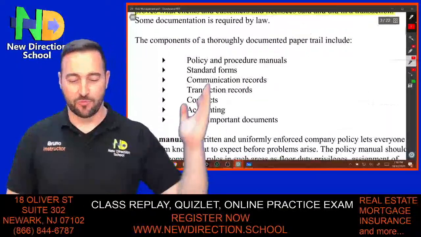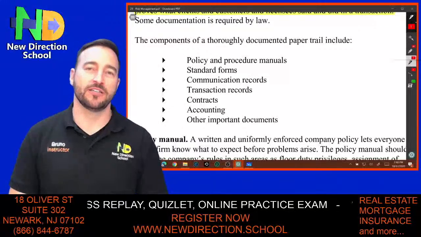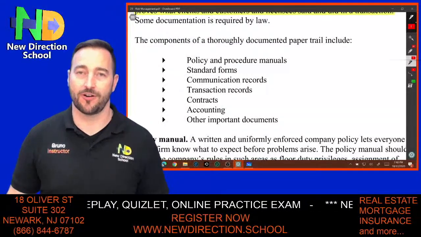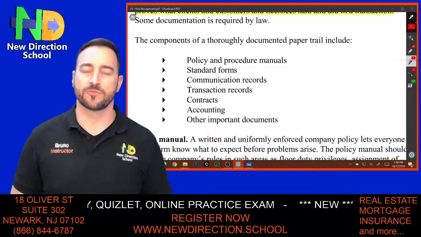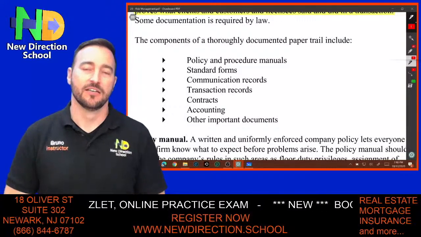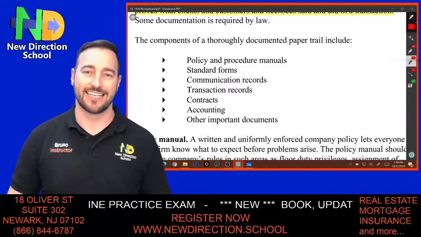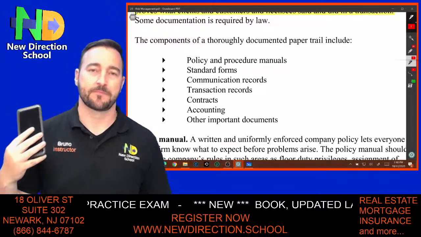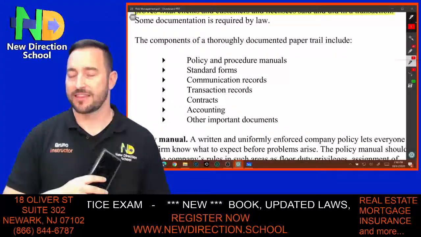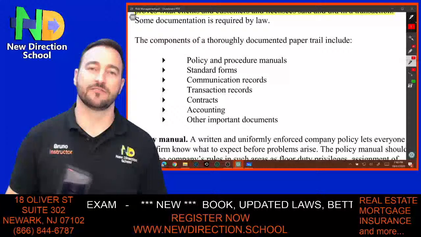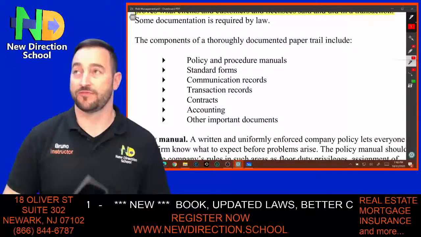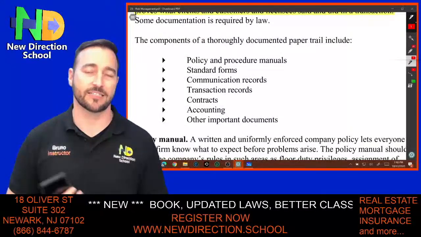All right, so a properly or thoroughly documented paper trail includes policy and procedure manuals, for the office, for instance. Standard forms, don't try to deviate from what exists. Communication records, keep good records of your emails and text messages. Believe it or not, I have tens of thousands, if not hundreds of thousands, of emails and text messages.